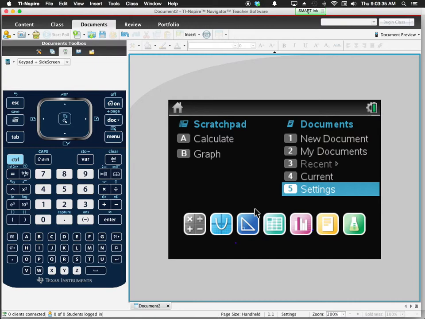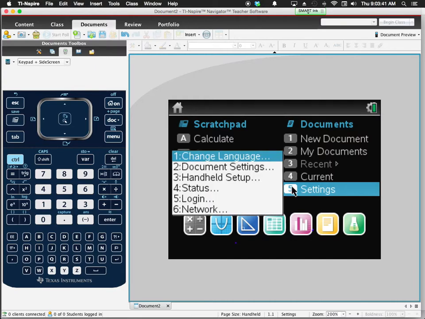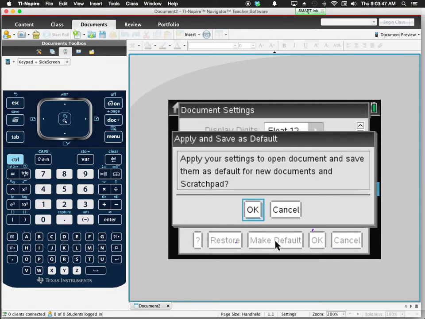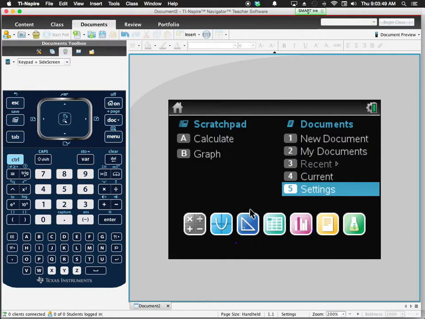Say it again. We couldn't get to the home screen. Are you at the home screen now? Yes. Settings, which is 5. Got it. Document settings. Okay. Click on angle, make sure it's degrees, and then go down to the bottom and click make default.